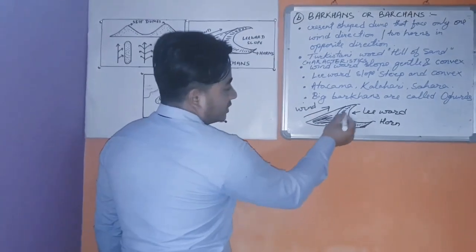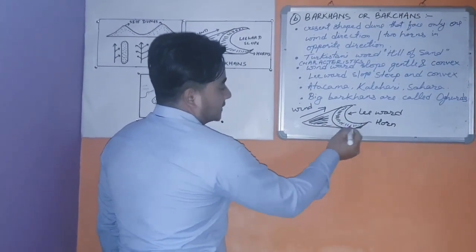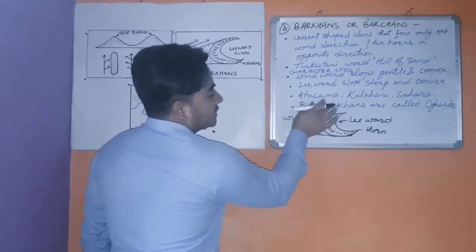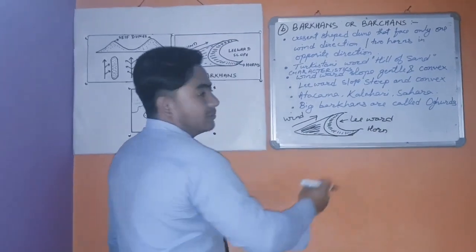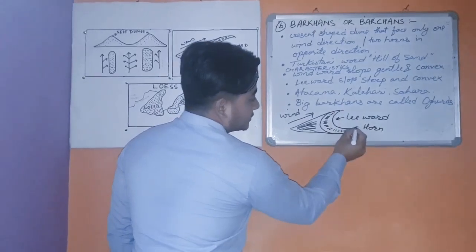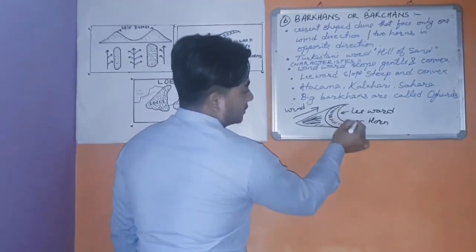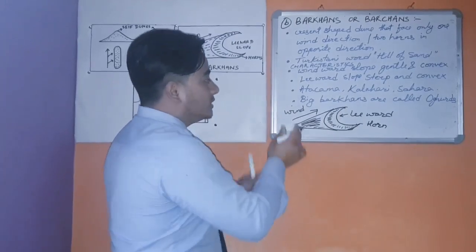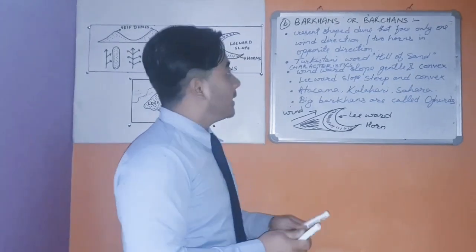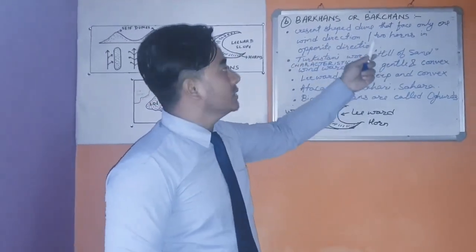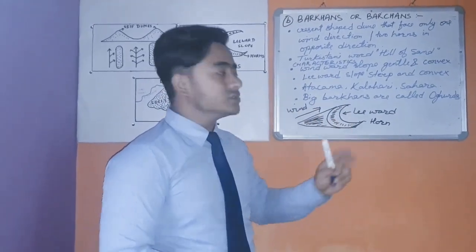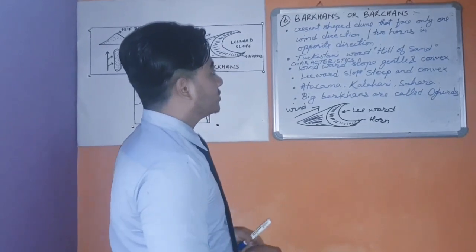That means you can see over here this is a Barkhan. Only one side of this sand dune is facing towards the wind, whereas the leeward side is not facing towards the wind. So the leeward side possesses two horns, this first horn and second horn. This type of landform is called Barkhans. Let me repeat again. Barkhans are crescent shaped dunes that face only one wind direction and possess two horns on the leeward side.